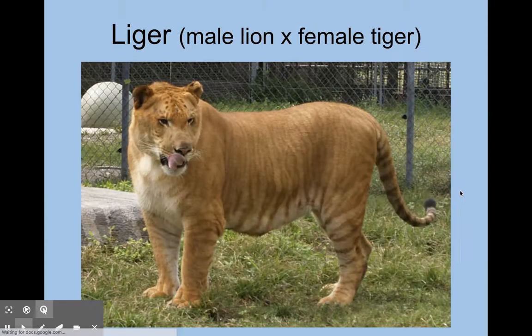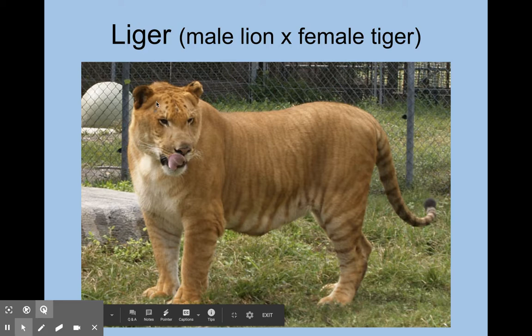Another example is a liger. So you may have thought that this is actually not a real animal, but it's actually been created. So it is a male lion and a female tiger. Lions and tigers have different amounts of chromosomes, meaning that their hybrid here, or liger, cannot reproduce. So this is the only way we can get a liger, if we cross a male lion and a female tiger. So this cannot create or continue the species.